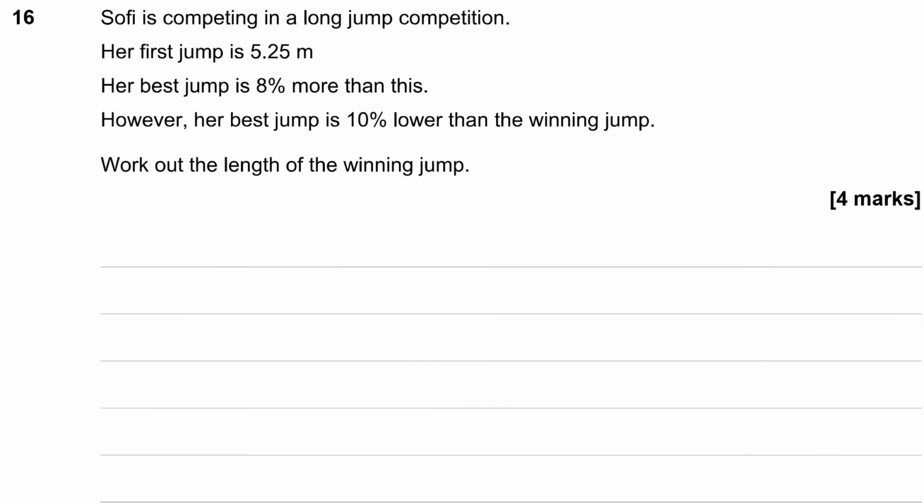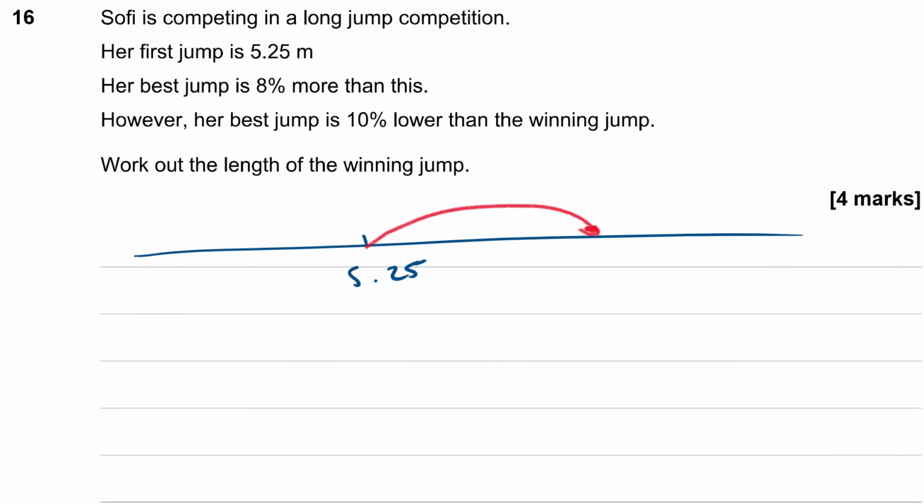So let's just try and visualize that. 5.25 was her first jump. Her best jump was 8% above that. But as good as that one was, it was 10% less than the winning jump. So that was her best, and this was the winner.